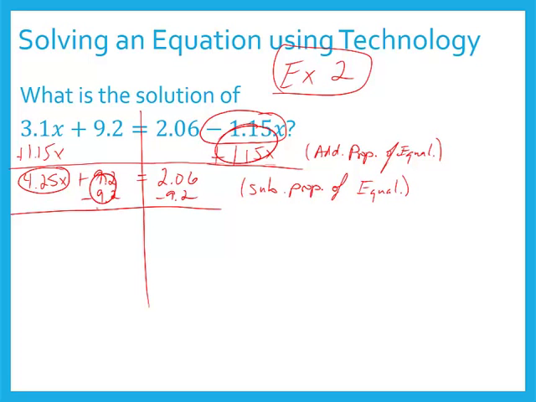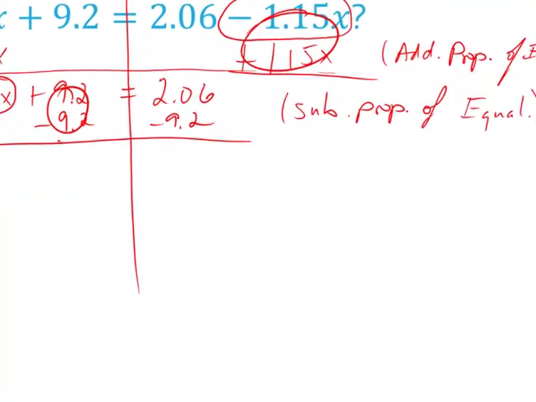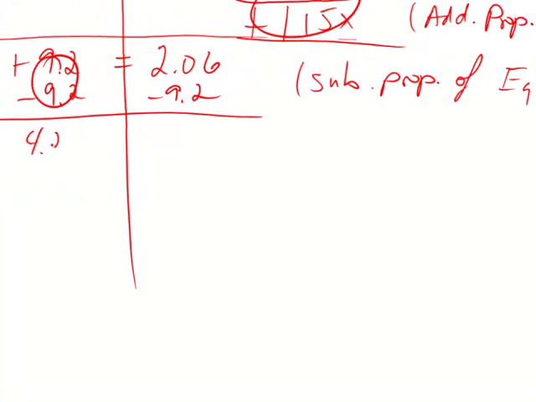So that becomes 0. 9.2 minus 9.2 is 0. Bring down your 4.25x equals 2.06 minus 9.2, which should be negative 7.14. And finally, last step, to get the x by itself, divide both sides by the coefficient in front of x. So 4.25 we're dividing by.